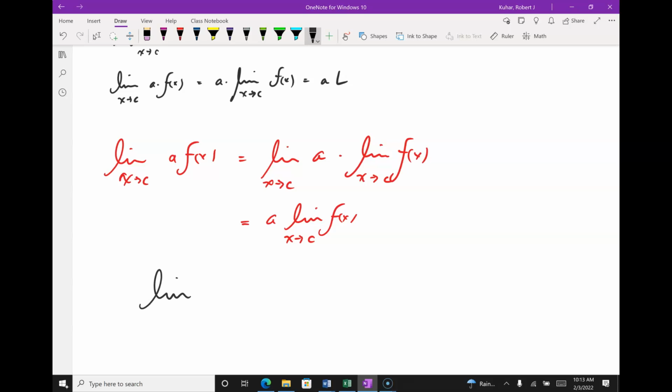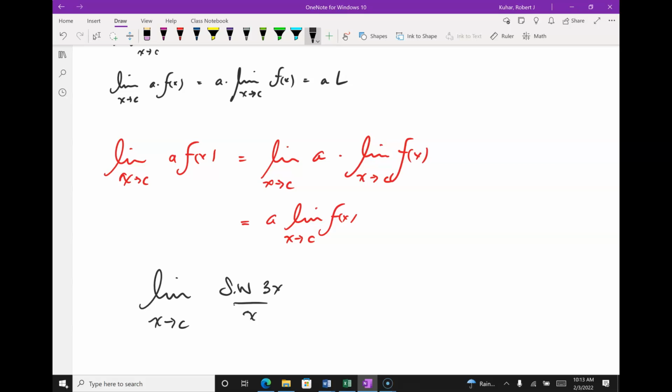Let's do the limit as x goes to c of sine 3x over x. Now, I can do this a couple of ways, and I'm going to do it 2 more ways, and then we'll take a break, okay?